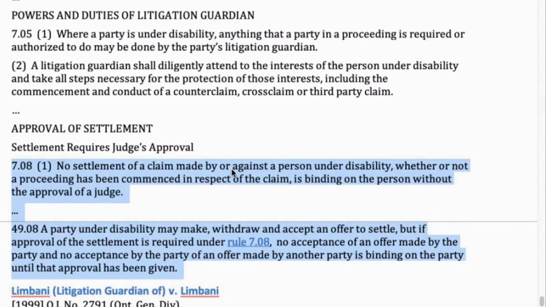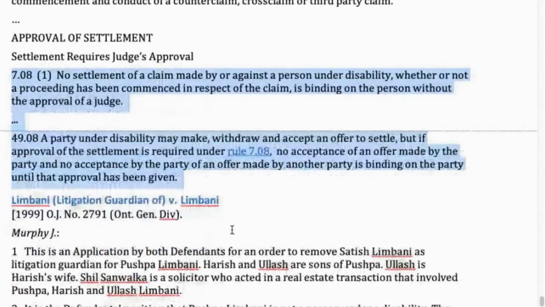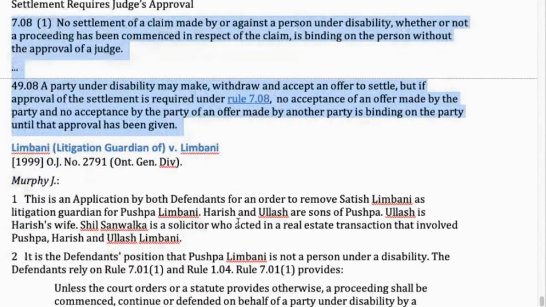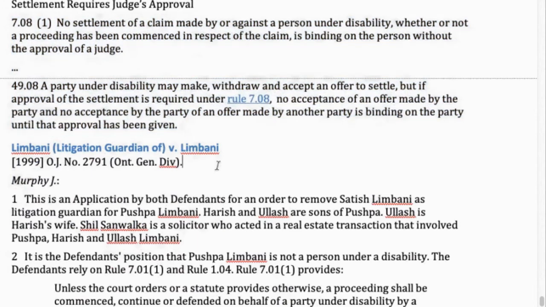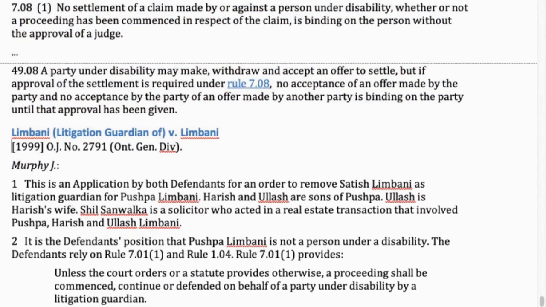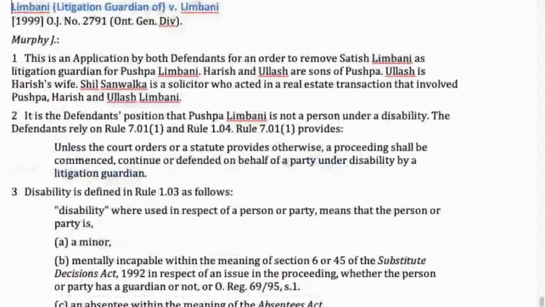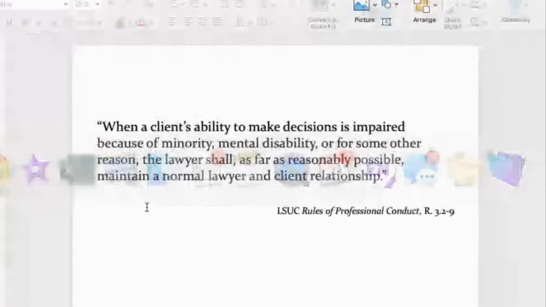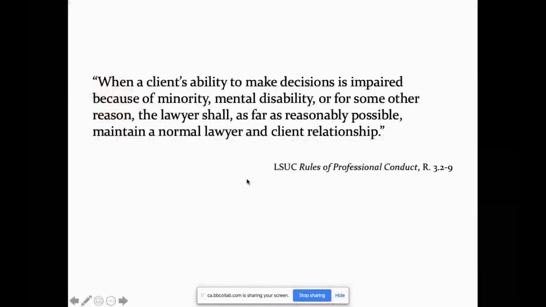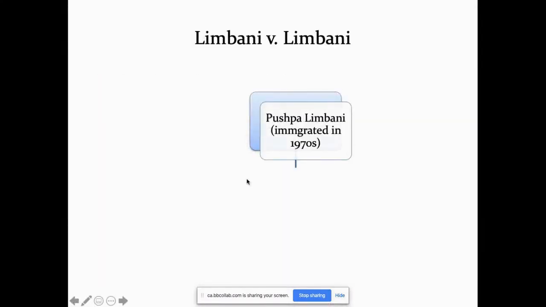Okay, so Limbani. Limbani is a case that tells us about what a disability is, right, and helps us interpret Rule 1.03. So the case involves a somewhat confusing family tree. At the core of it is this lady, Pushpa Limbani, who was born in Uganda and came to Canada in the early 1970s with her husband.